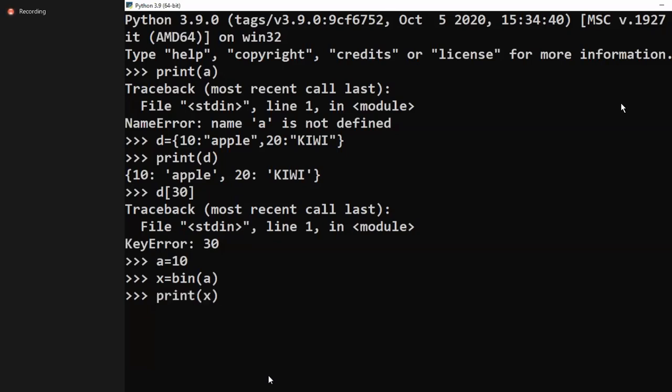You will be getting one more error. Tell me, is the bin function taking two values or one value? Is the bin function taking one value or more than one value?